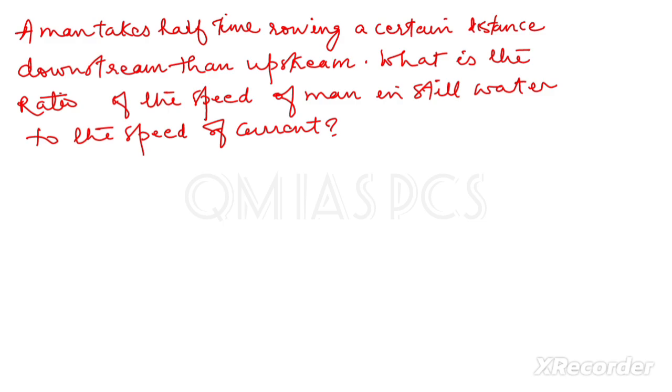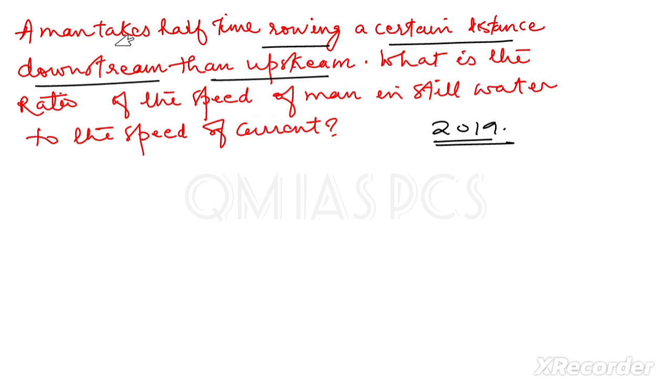Okay, so I'm giving you one PYQ, that is from UPSC 2019. Here is the question: a man takes half the time rowing a certain distance downstream than upstream. If that person going upstream takes 1 hour, then while going downstream, that person takes half an hour. Okay, half time, so half an hour. So what is the ratio of the speed of the man in still water to the speed of the stream? We have to solve that one.